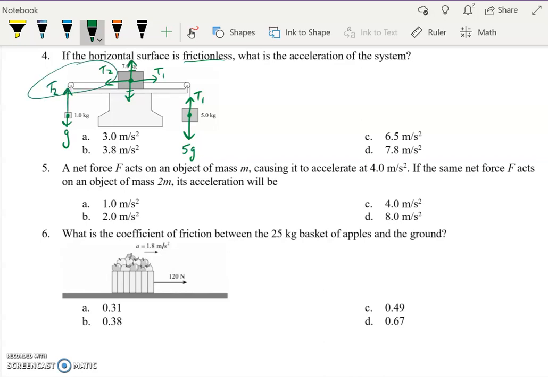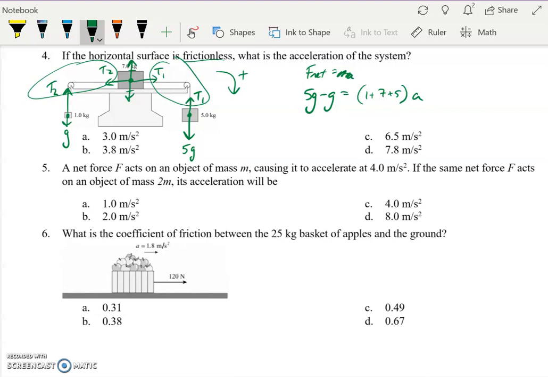So these two T's and these two T's, when you look at it from a system standpoint, negate each other. So when you look at net force equals mass times acceleration, the net force on this system causing it to accelerate clockwise: you've got 5G pulling clockwise, you've got G pulling counterclockwise, and that equals the total mass, 1 plus 7 plus 5, times A.